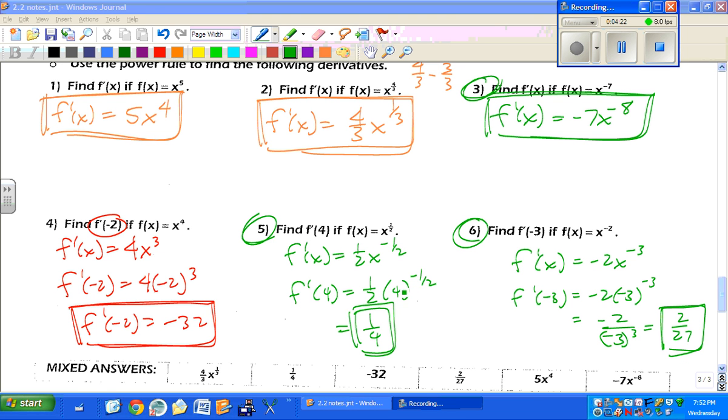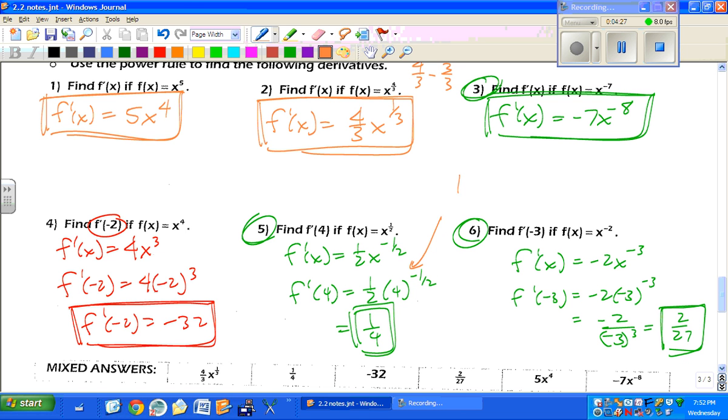I didn't show the work here, but remember 4 to the -1/2, that means we're going to take 1 over 4 to the +1/2. But raising something to the 1/2 power is the same as taking the square root of it. So we really have like 1/2 times 1 over the square root of 4. So that's 1/2 times 1/2 gives us 1/4.